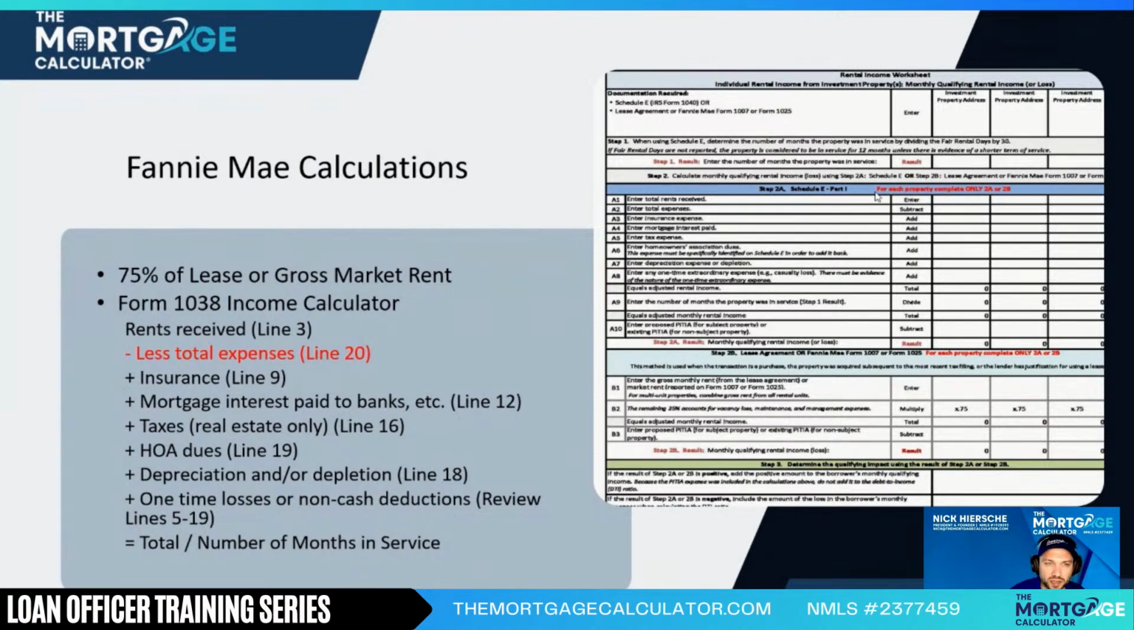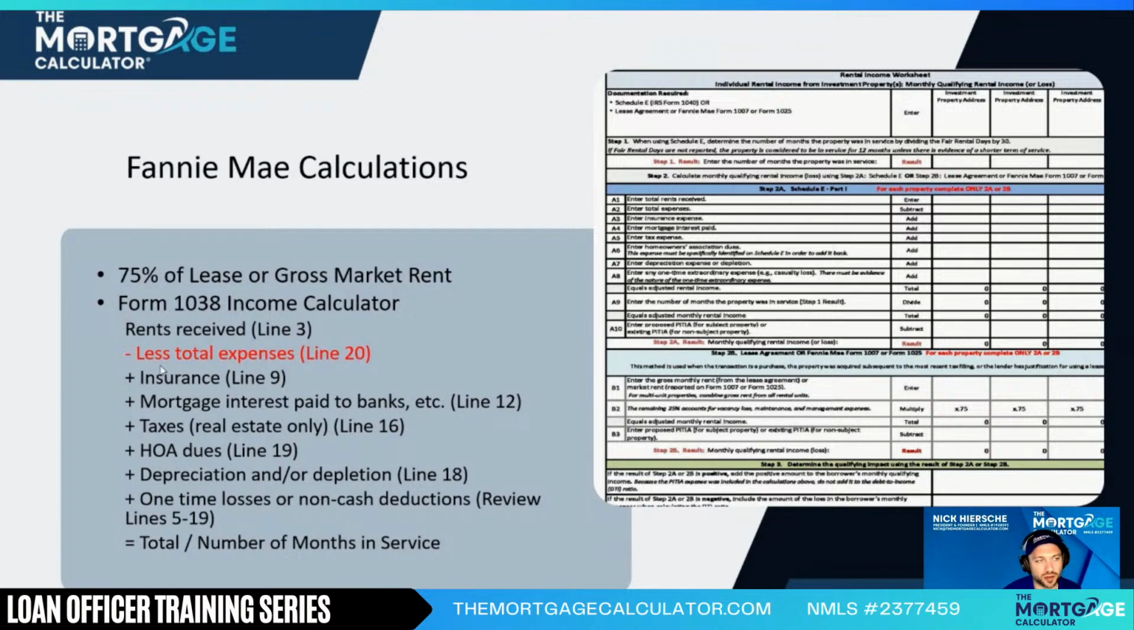You're either going to fill out step 2A, which is this darker blue, or step 2B, which is this lighter blue. And what that corresponds to over here, I tried to break it down, is you're either going to use the lease or gross market rents, or you're going to use the income calculator. So 2A is the income calculator where we actually calculate it. 2B is where we use the lease or the gross market rents from the 1007 or 1025. So when we do the 1038 income calculator, it's pretty much the same as any other income calculator.